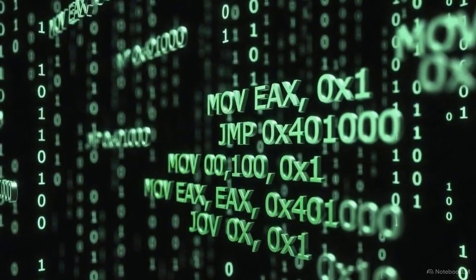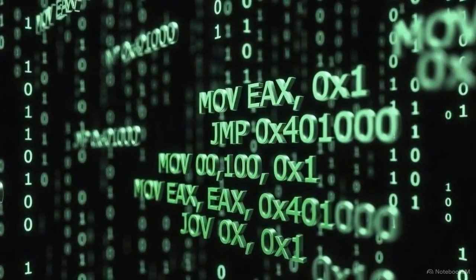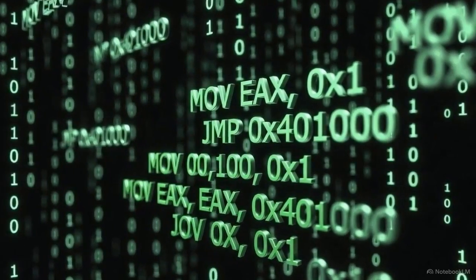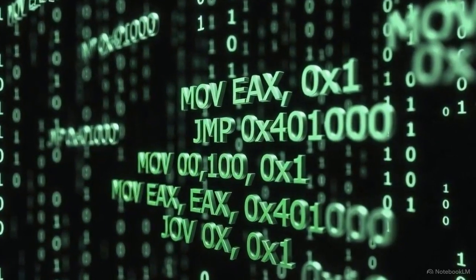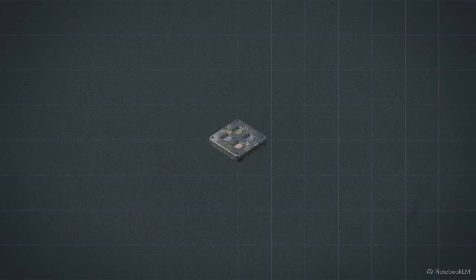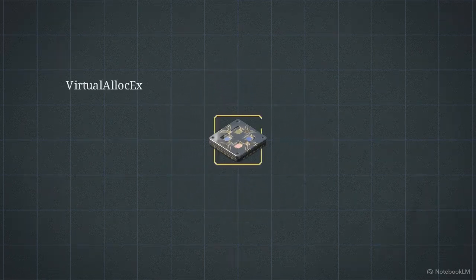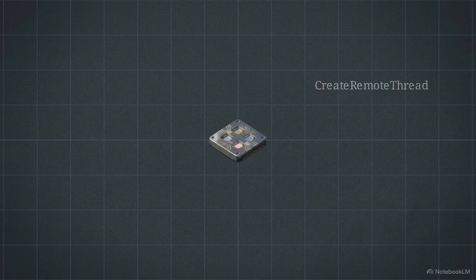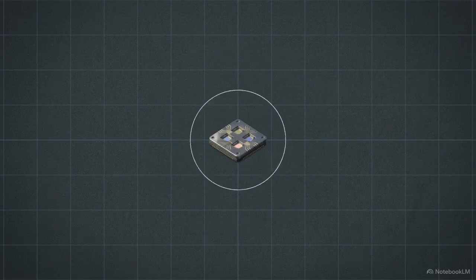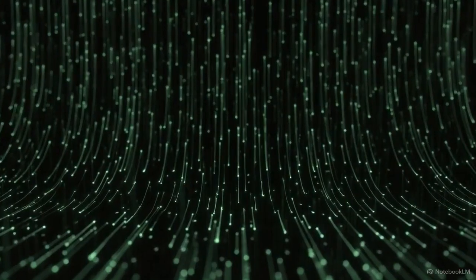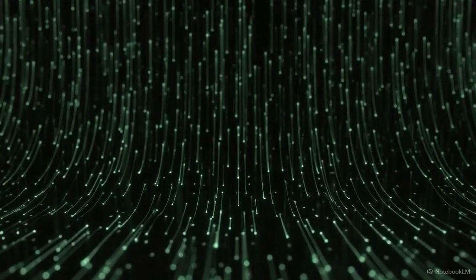To understand how modern infections operate, we have to strip away high-level abstractions and examine the raw assembly layer. At this microscopic level, every operation is predictable and atomic, a series of memory allocations, thread manipulations, and API calls. Malware hides by blending into these billions of operations.